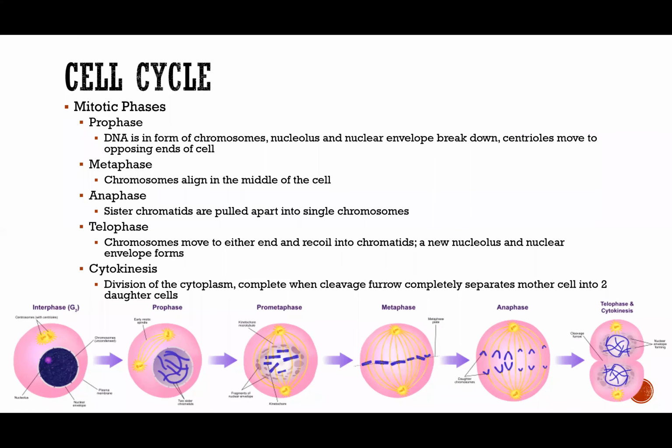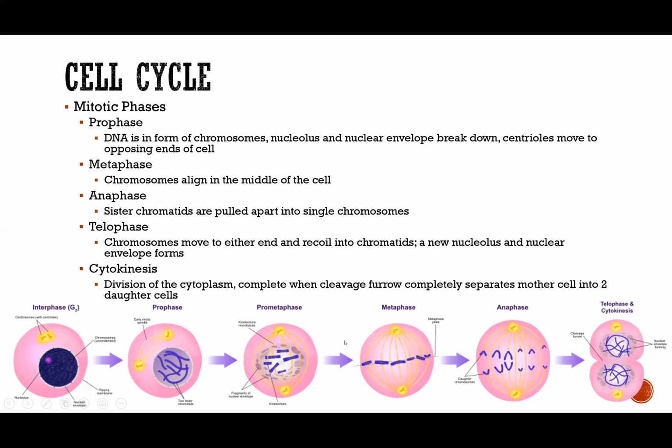The first one is prophase. In prophase, we have the DNA in chromosome form. We start to break down the nuclear envelope, and the centrioles move to the opposite ends. You can see that in the picture below. So the DNA is made into chromosomes, we're starting to break down the nuclear envelope, and our centrioles start moving to the other side.